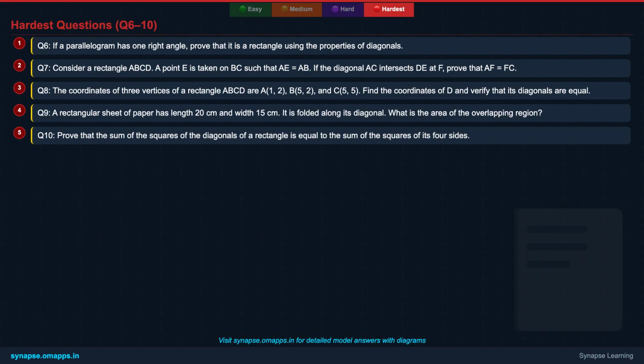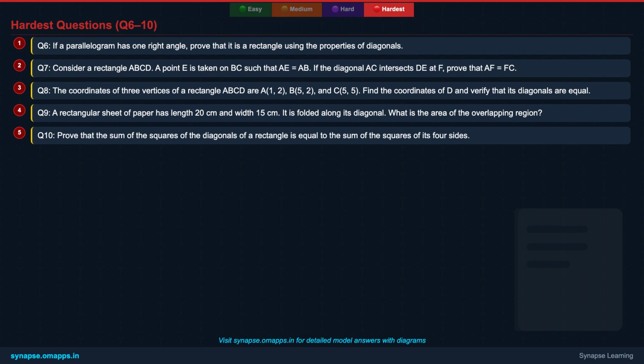Q9. A rectangular sheet of paper has length 20 cm and width 15 cm. It is folded along its diagonal. What is the area of the overlapping region? And finally, Q10. Prove that the sum of the squares of the diagonals of a rectangle is equal to the sum of the squares of its four sides. These questions demand a deep understanding and creative problem-solving skills.